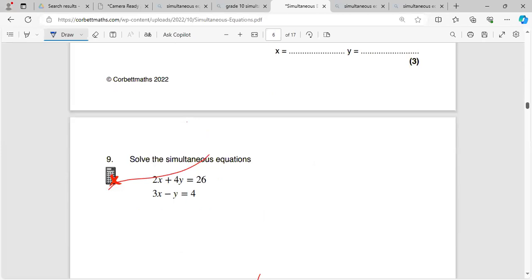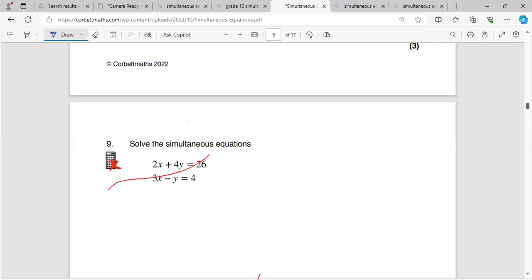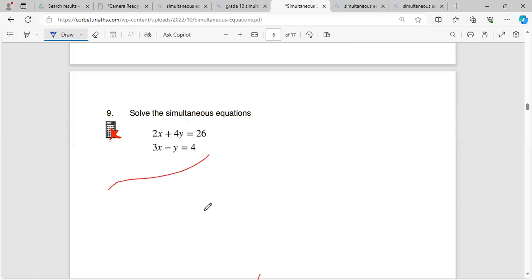All right, do that one here, guys. I wanted to do one where the coefficients are different. So it's 2x plus 4y equals 26, 3x minus 4y equals 4. What's the value of x? What's the value of y? All right, so do it and then we discuss together.